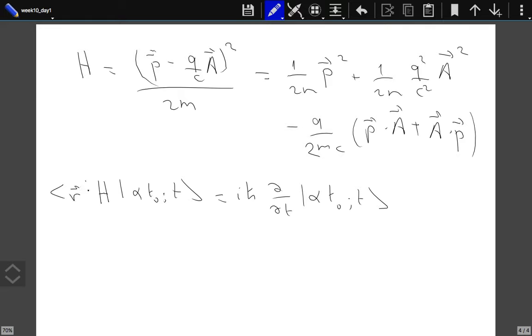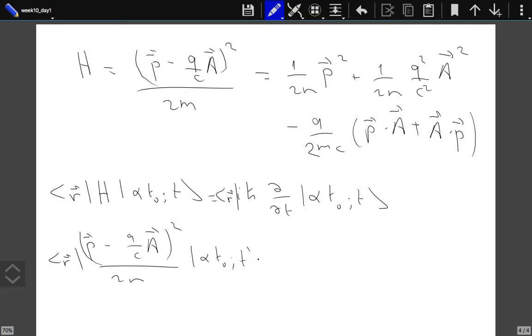Now if you look at the position, if you multiply with a position bra, this becomes (P minus Q over C A) squared over 2m between the bra and the ket, I H bar del over del T psi of T.